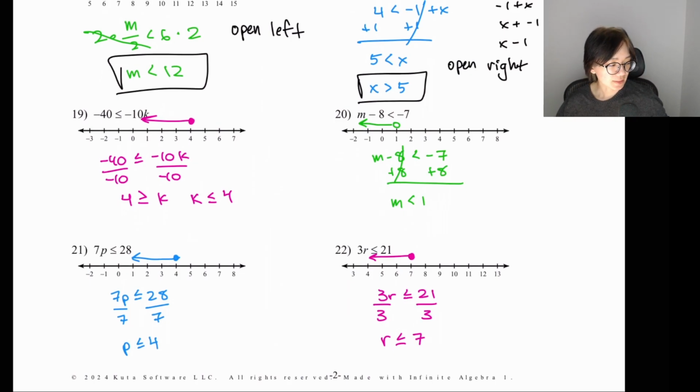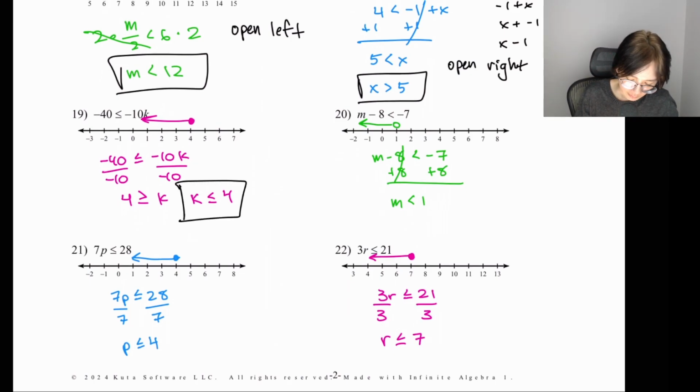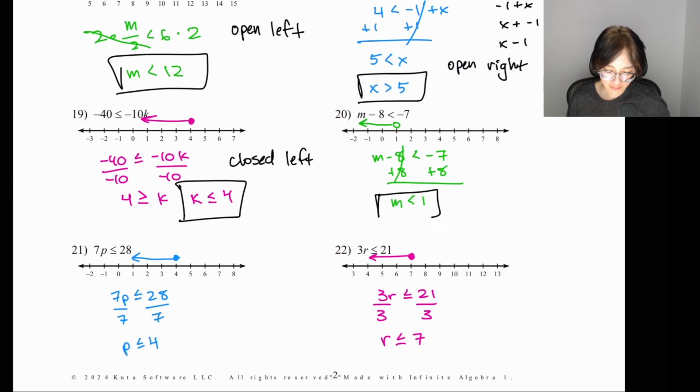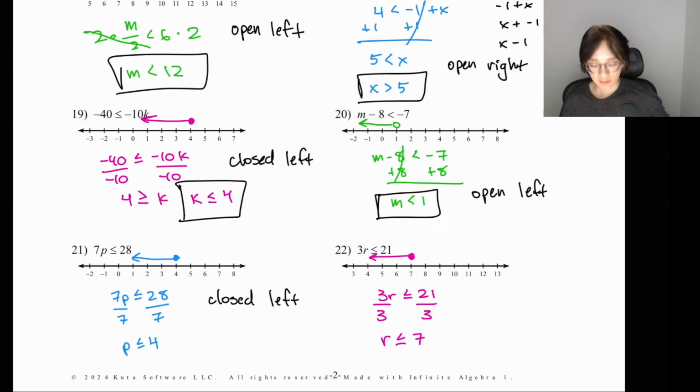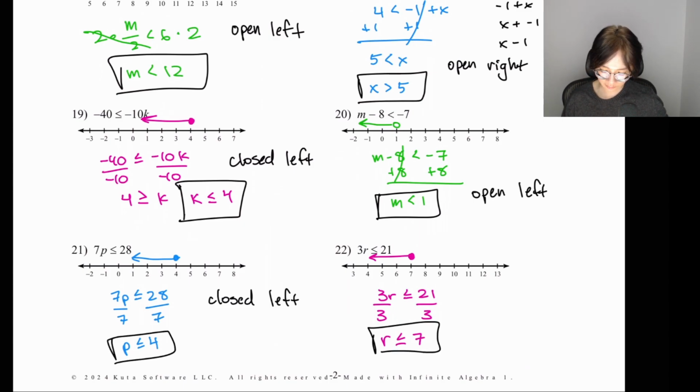19. k is less than or equal to 4, and it is a closed left. 20. m is less than 1, and it's an open left. And the last two: 21, p is less than or equal to 4. The number line starts at 4. It is a closed left. And 22, r is less than or equal to 7. The graphed line starts at 7, and it is a closed left.